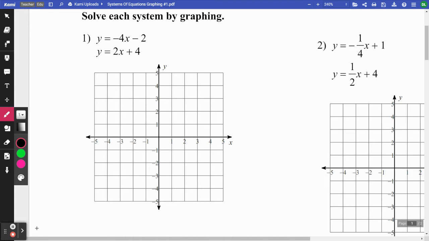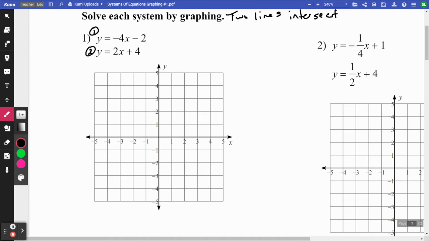taking two equations, right? We have our first equation here, and then we have our second equation. And all we are doing is graphing these two equations, and we want to find out where they intersect, right? So to solve each system, we want to find where the two lines intersect. That's what you want to find. You want to find the point where the two lines intersect. That's our goal.